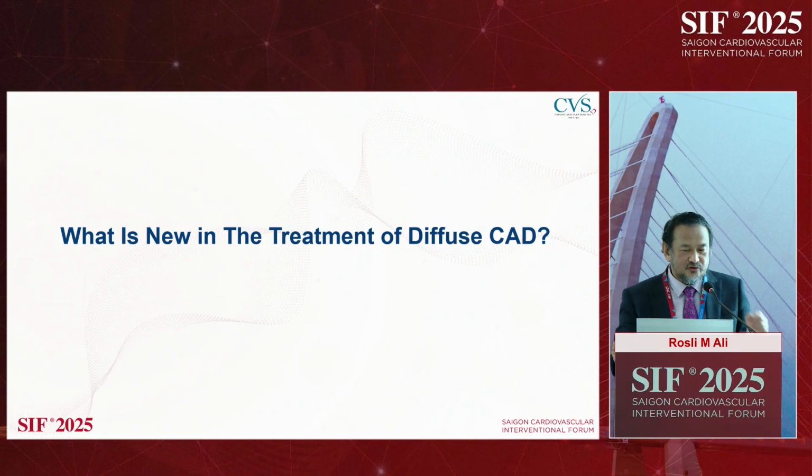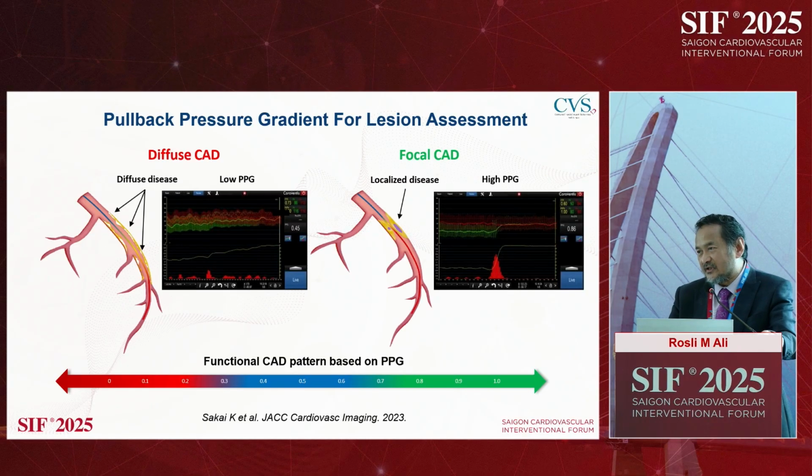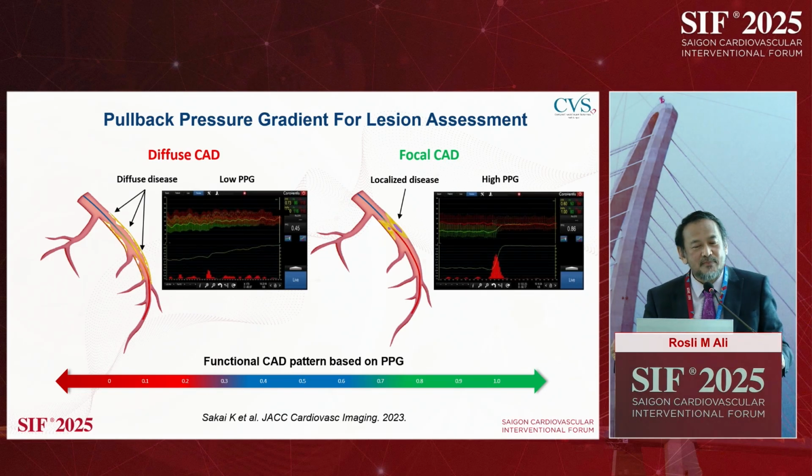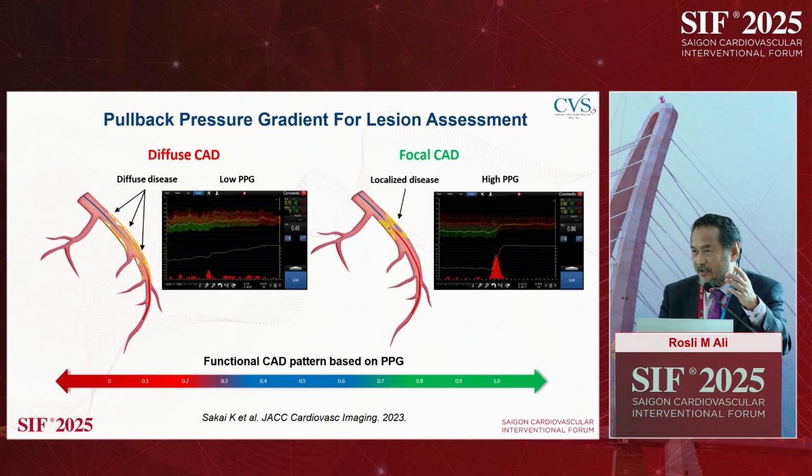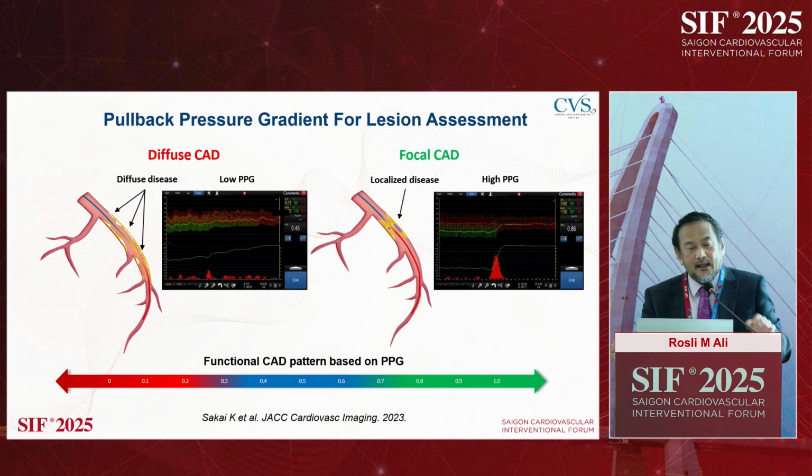So what is new in the treatment of diffuse CAD? I think if you look in the last couple of years, what is being discussed about is actually the pullback pressure gradient. This is in the case that if you have a lesion, you use an FFR, you give adenosine for hyperemia, and then you pull back. And then from here, you can actually divide the lesion to either focal or diffuse disease.